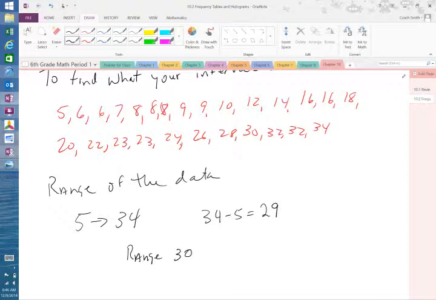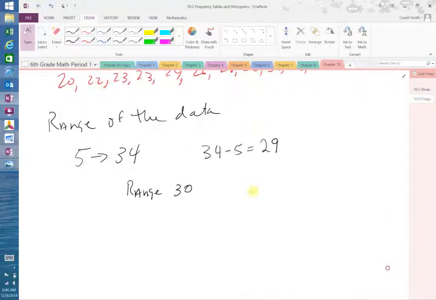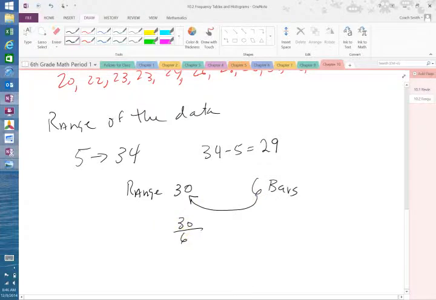Well, 5 and 6 go into 30 evenly. So let's use 6 bars. If I had 6 bars, I would simply divide 6 into 30, and that is equal to 5. So that means my intervals are going to have 5 numbers in each one.